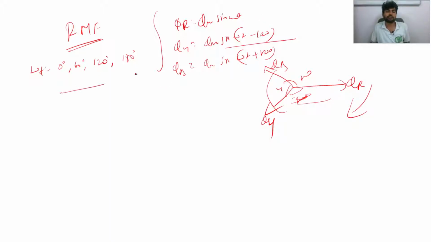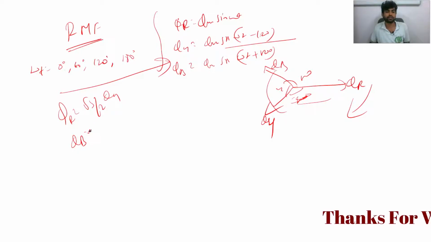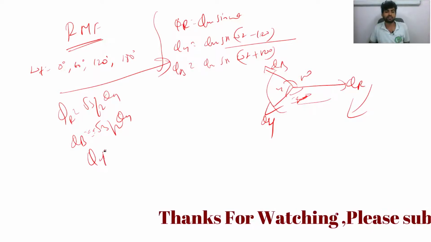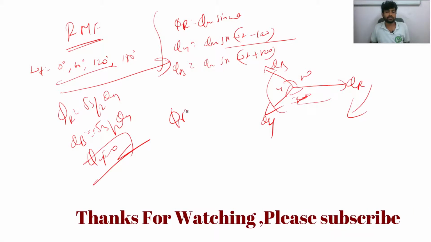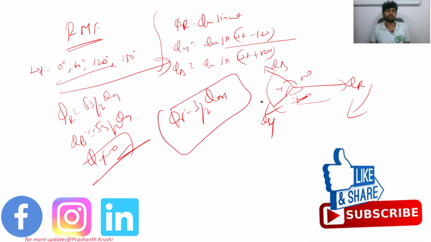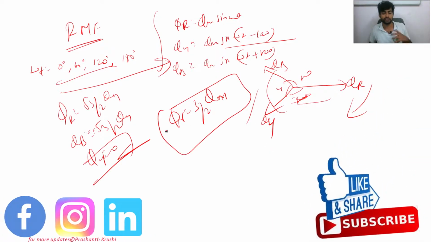Just put these values over here. Here in this we'll get any two of the values. Phi r is equal to root 3 by 2 phi m, and phi b is equal to minus root 3 by 2 phi m, and one value definitely becomes 0. For all the cases, we will get resultant flux 3 by 2 phi m. So 1.5 times the maximum flux in the 3-phase induction motor. That's all.